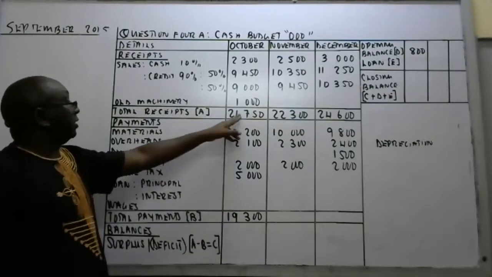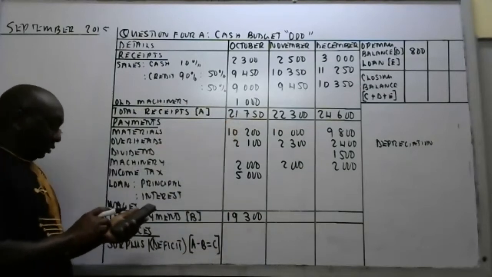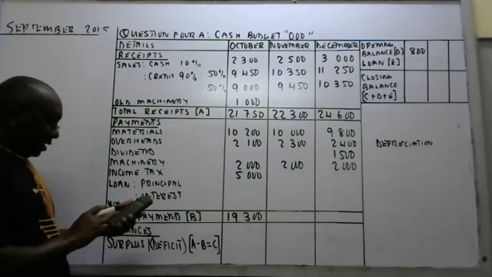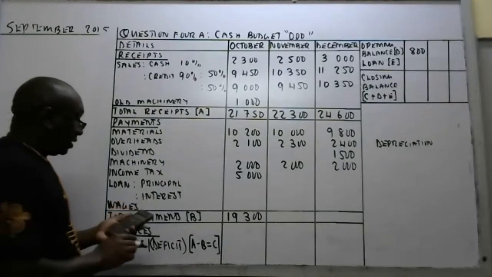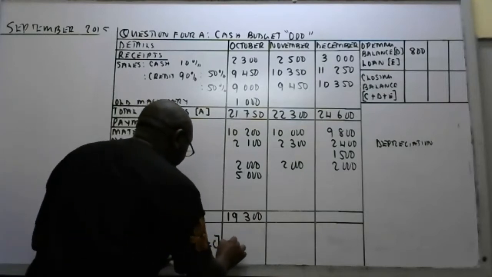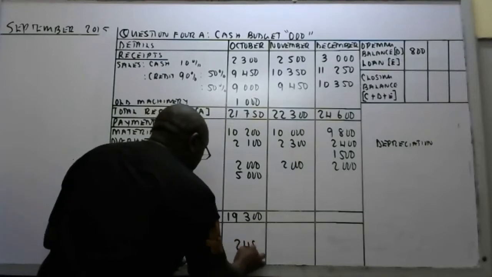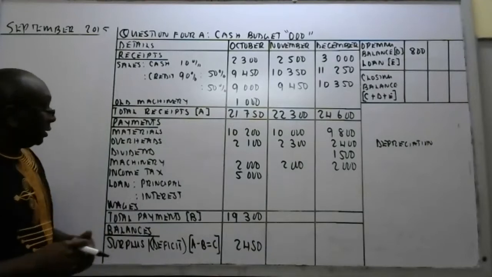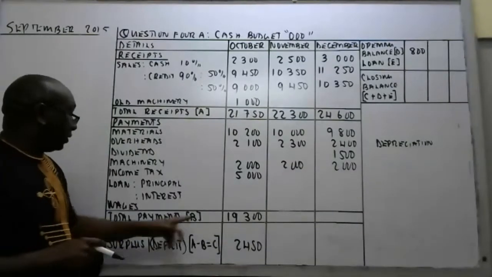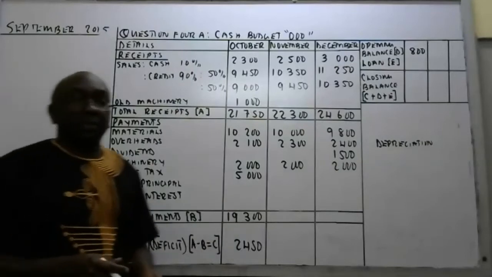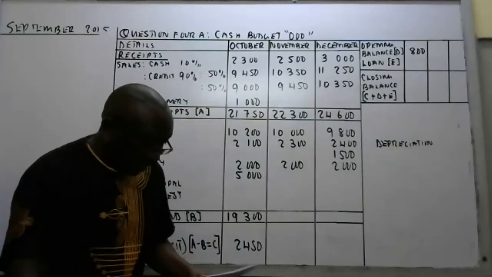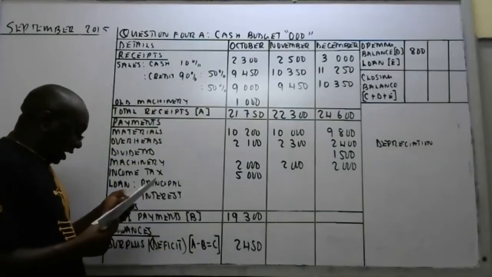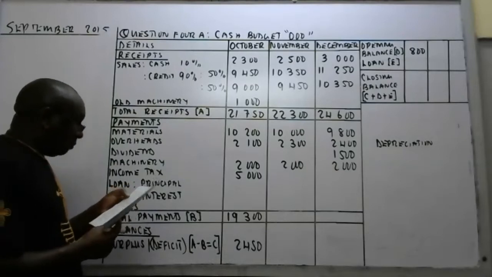19,300. So now subtract this from this 21,750 minus your 19,300. You get 2,450. So it's a surplus. Oh, there's something we have forgotten. We have not put the wages. Let's make that correction. Wages for the month of October, 4,000.